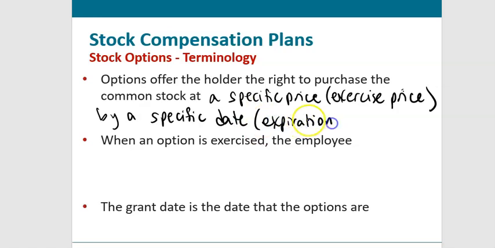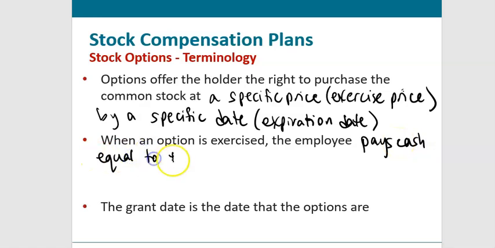So we say the employee or the holder is eligible to exercise the option anytime before it expires, or before the expiration date. When an option is exercised, the employee pays cash equal to the exercise price of the option. And then the employee is given, for that price, which is typically below the fair value on the date of exercise, the stock.